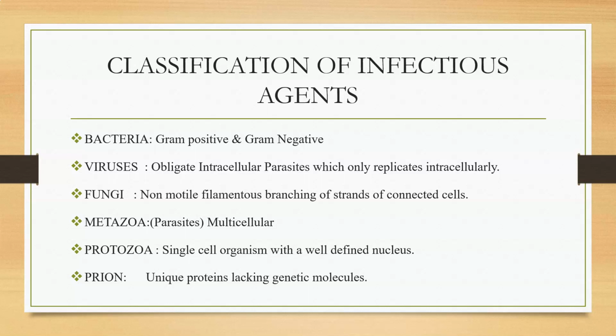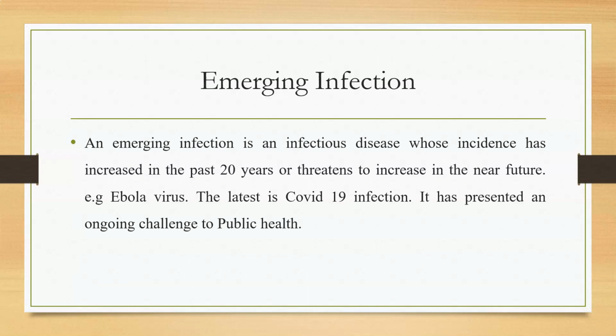The classification of infectious agents: bacteria, which could be gram-positive and gram-negative. Viruses are obligate intracellular parasites, which only replicate intracellularly. Fungi are non-motile, filamentous, branching strands of connected cells. Metazoa or parasites are multicellular organisms. Protozoa are single-cell organisms with a well-defined nucleus, and prion is a unique protein lacking genetic molecules.